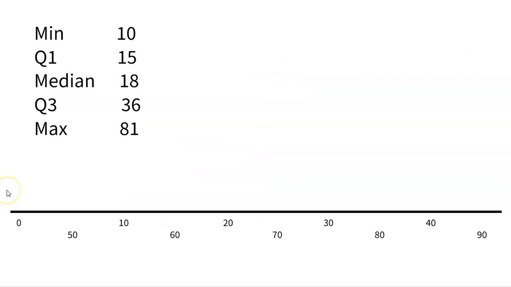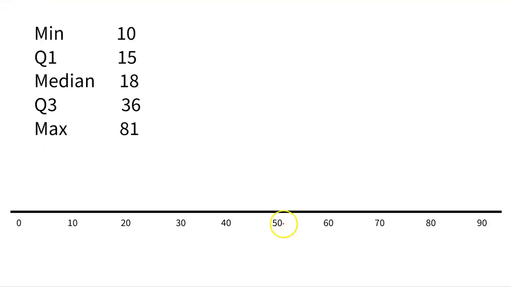All right, the only thing I want to run through with you right now real quick is how to actually create one of these box and whisker plots. Well, first, you do need your data. You need your 5-number summary, which you can get on a calculator. I'm going to make a video that you can watch for that. And the min is 10, the Q1 is 15, median 18, Q3 36, and the max 81.